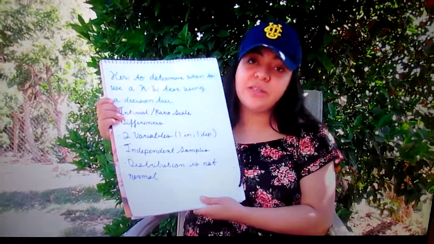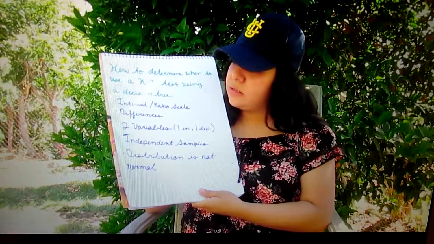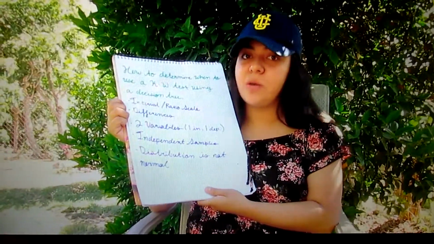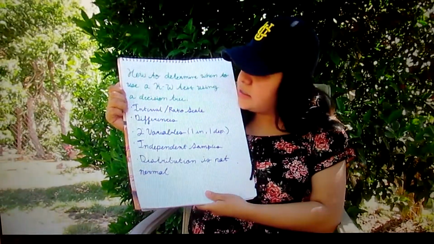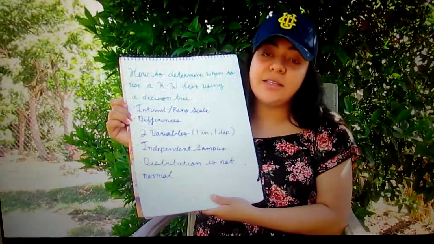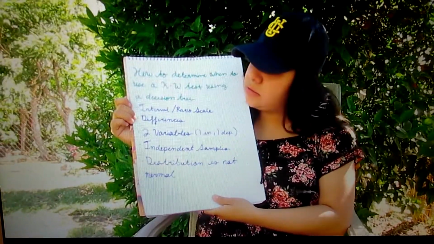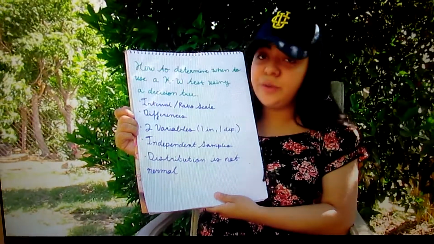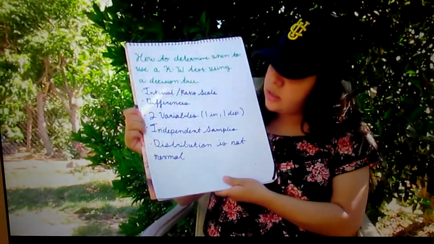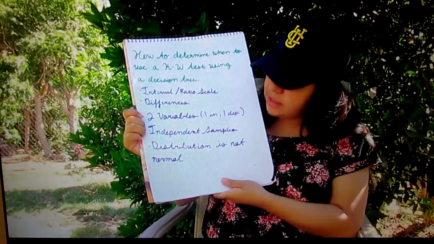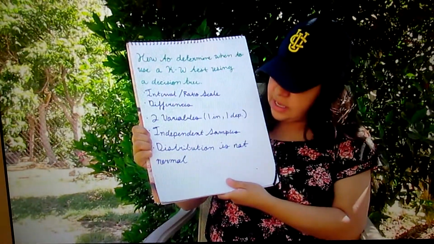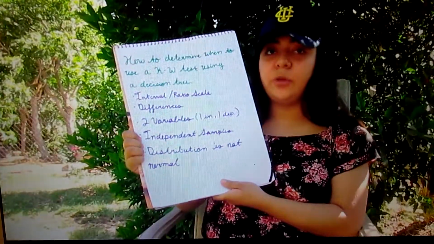How to determine whether this is the right test you should be using. These are the key things you should look for when trying to figure out if you should use a Kruskal Wallis test. First thing is that it should be an interval or ratio scale. Second thing is that you should be looking for differences. Third thing is that there are two variables, one independent and one dependent. Fourth thing is that the samples have to be independent. And the fifth thing is that the distributions are not normal.